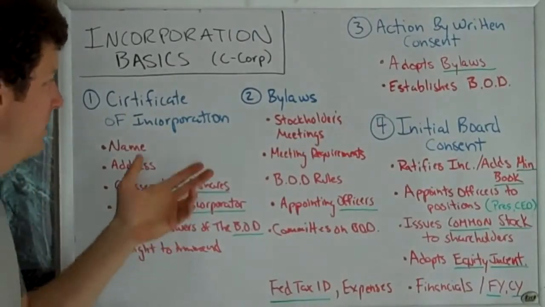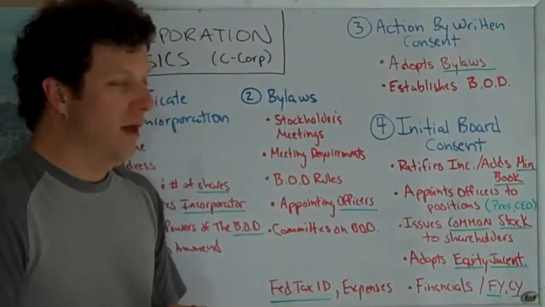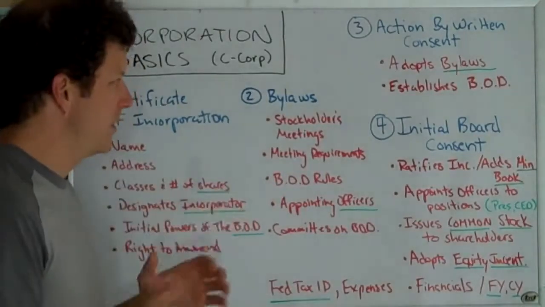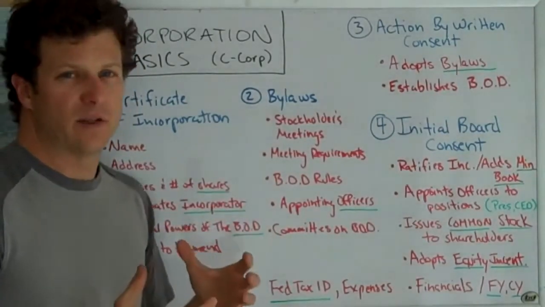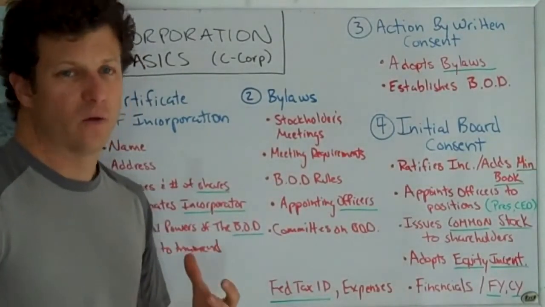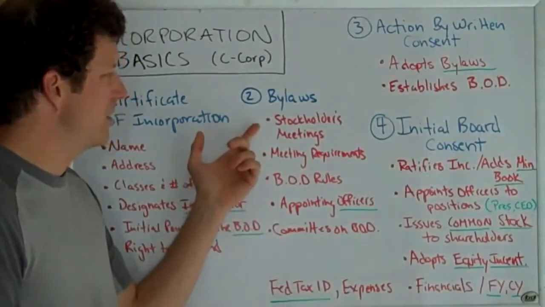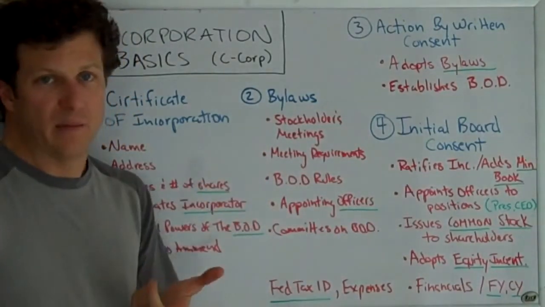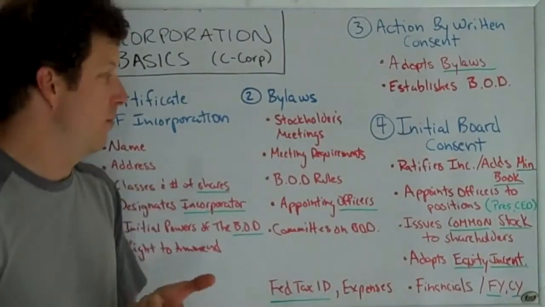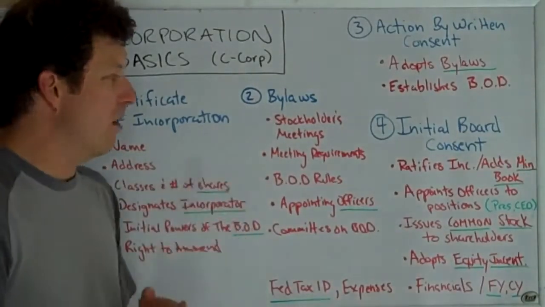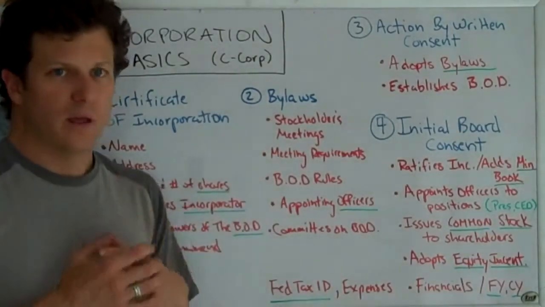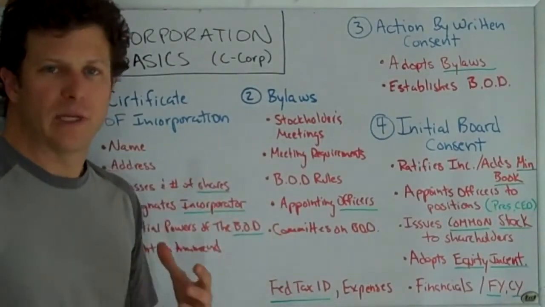So, it sets up the basics and then says you can change it in the future if you need to. The second document is the bylaws. The bylaws is a lot like what it sounds. It basically lays down some of the governing laws of how the company is going to work. This includes things like stockholders meetings. It might establish those and say how often they're to be held. It'll give you all kinds of meeting requirements around stockholders meetings or board of directors meetings.